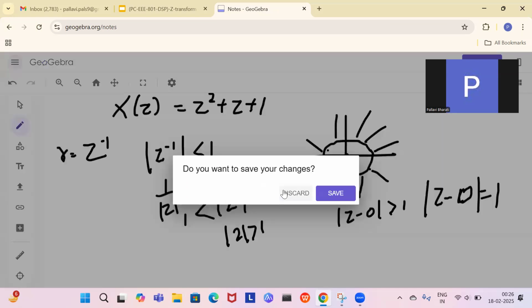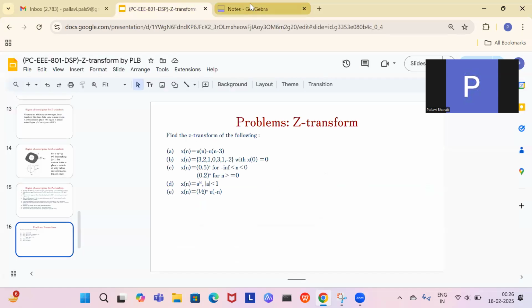Okay, let's move on to the next question now. X of n is equal to 3, 2, 1, 0.